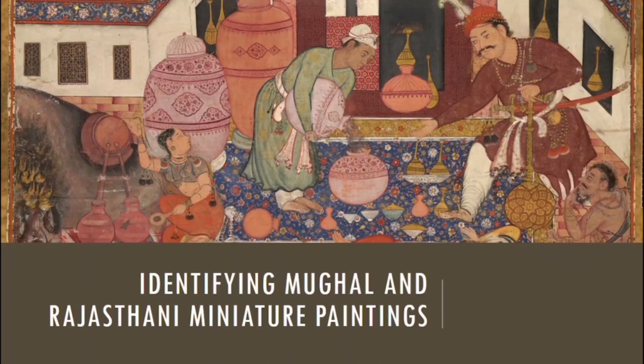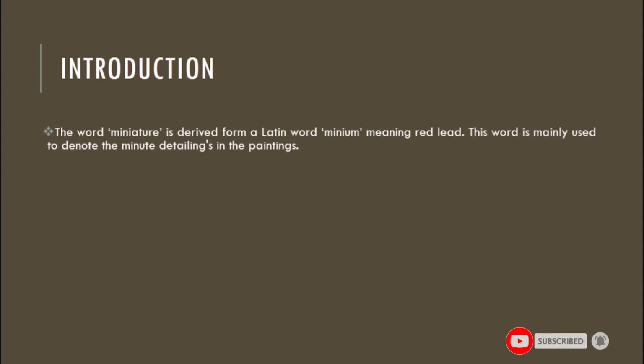So let's start. When we hear the word miniature, what is the first thing that comes to your mind? The word miniature has come from a Latin word, minium, which means red lead. The medieval people used this red lead to paint miniature paintings. From there came the word miniature. But in the Indian perspective, miniature means minute detailing in the painting.